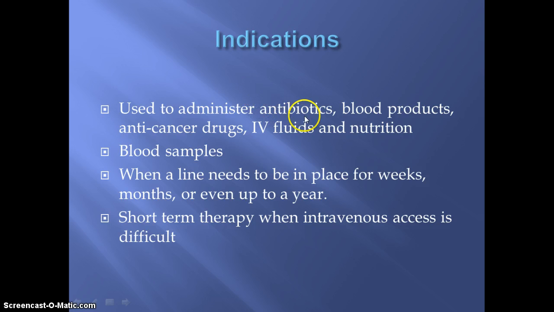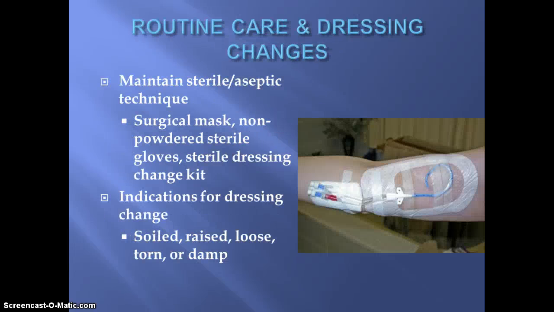Indications are used for antibiotics, blood products, long-term fluids, if somebody has to have frequent blood samples. These lines can be left in for anywhere from a week or so up to a year. People go home with these, they live with these in the community, and they can also be used for short-term therapy when IV access is difficult.